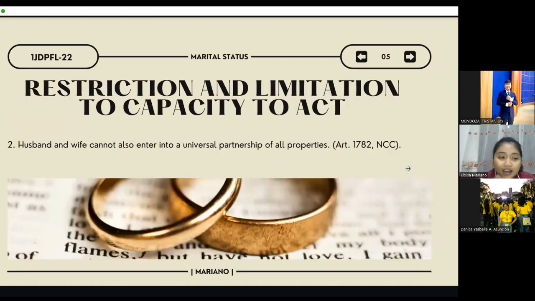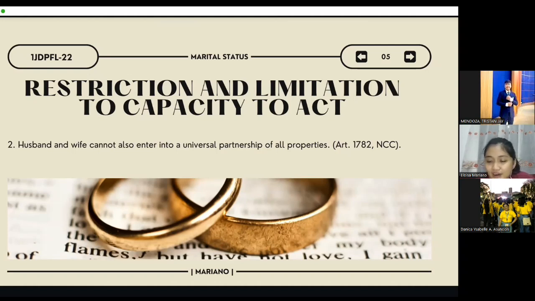The second one is that a husband and wife cannot enter into a universal partnership of all properties. This is according to Article 1782 of the New Civil Code, because the law also declares as void marriages among relatives in the direct line, whether legitimate or illegitimate. This is provided under Article 37 of the Family Code, or even those in the collateral line up to the fourth civil degree of consanguinity by reason of public policy. This is according to Article 38 of the Family Code.